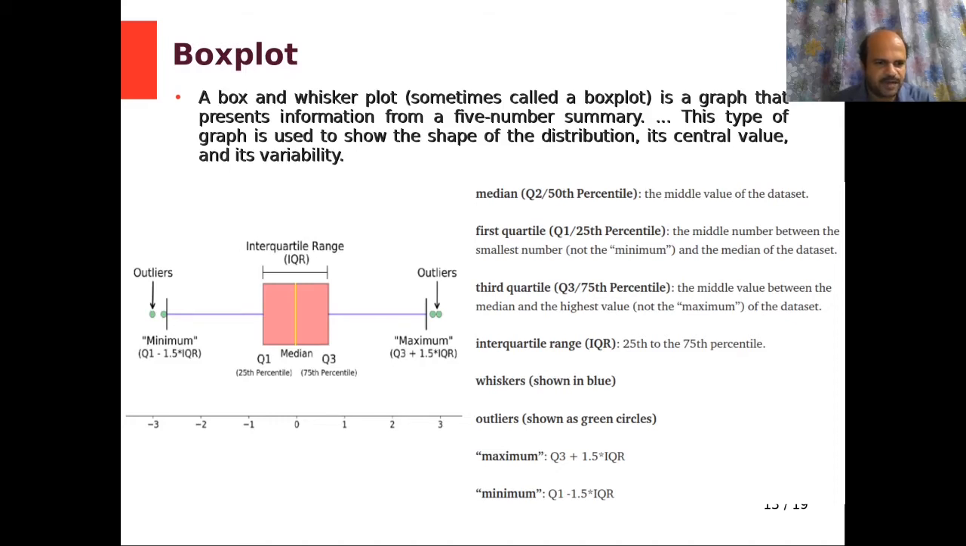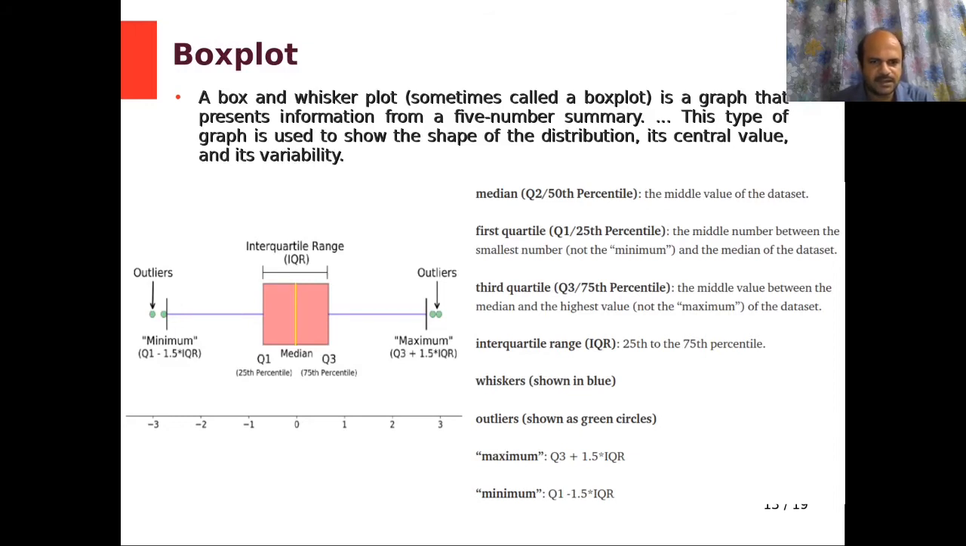On the leftmost side we have the minimum value, and on the rightmost side we have the maximum value, and in between we have a box which has three values. First is Q1, next is the median, which is also called Q2, and the last is Q3. The range between Q1 and Q3 is also called the interquartile range.